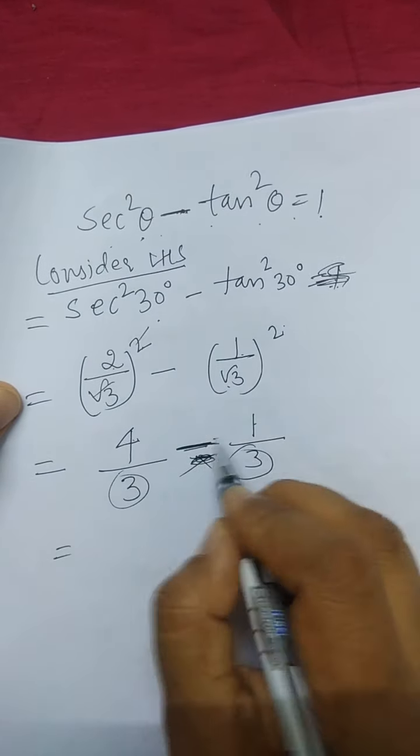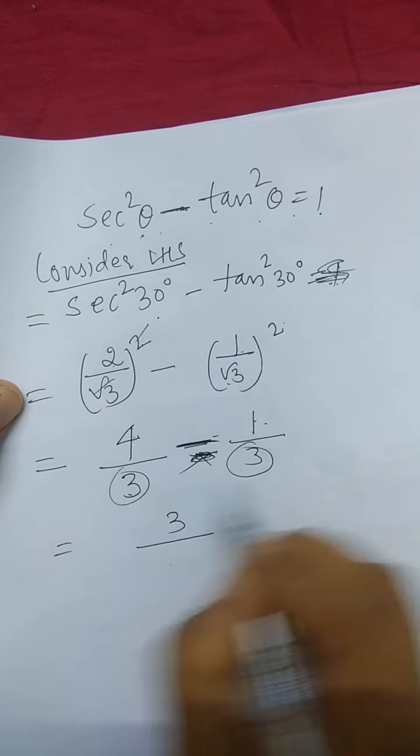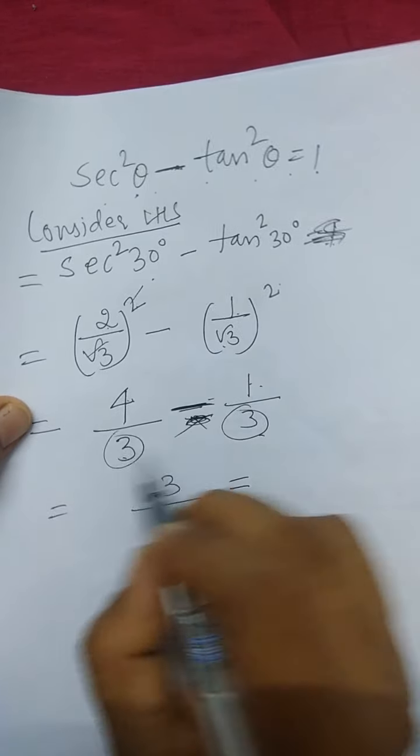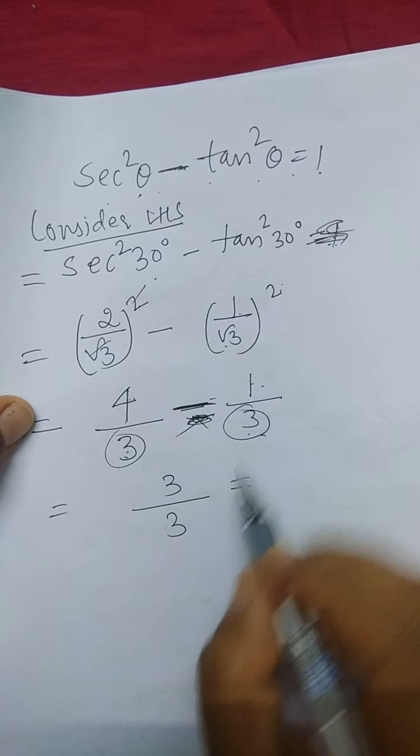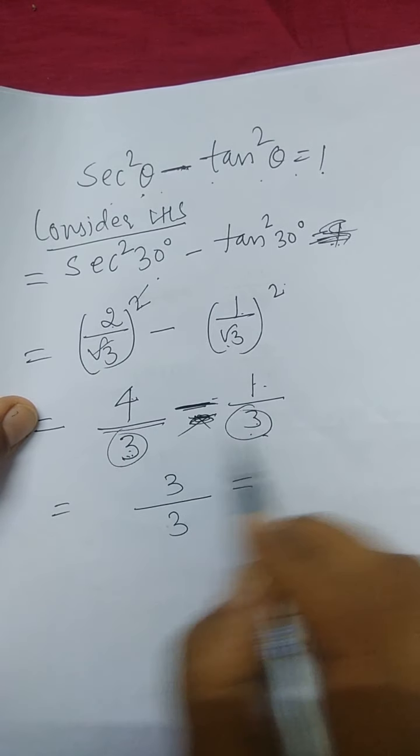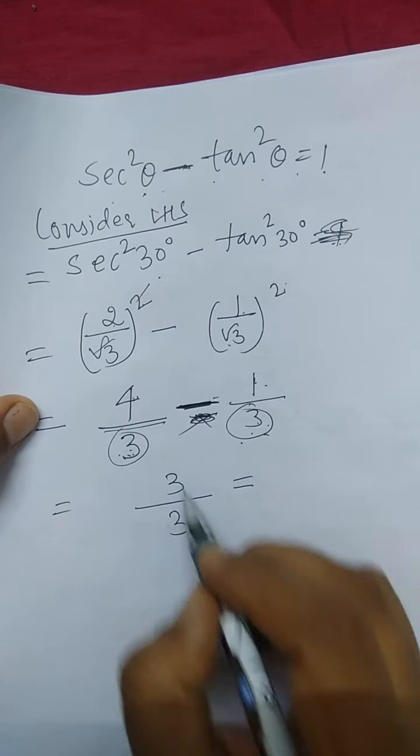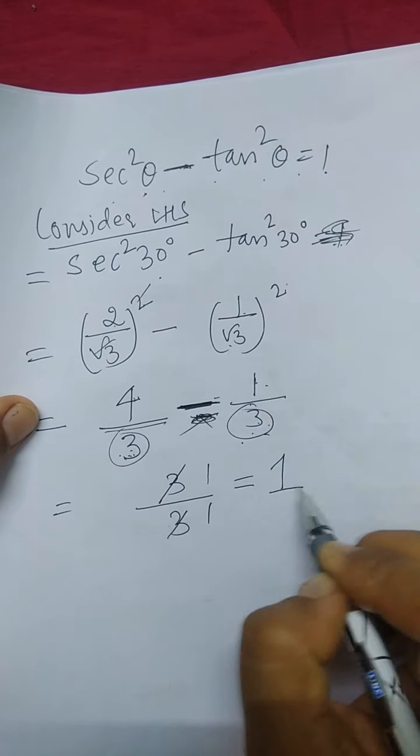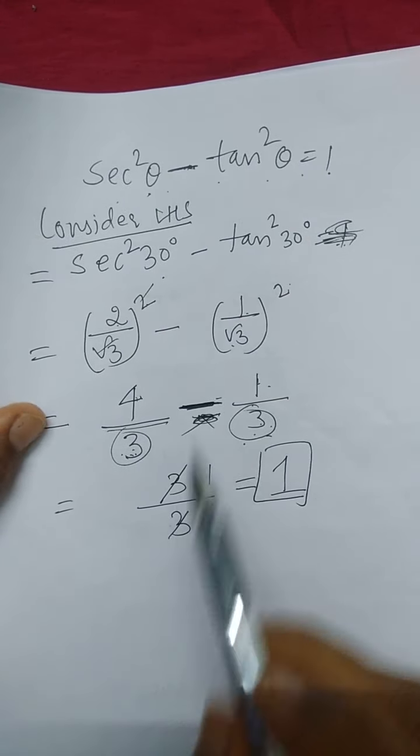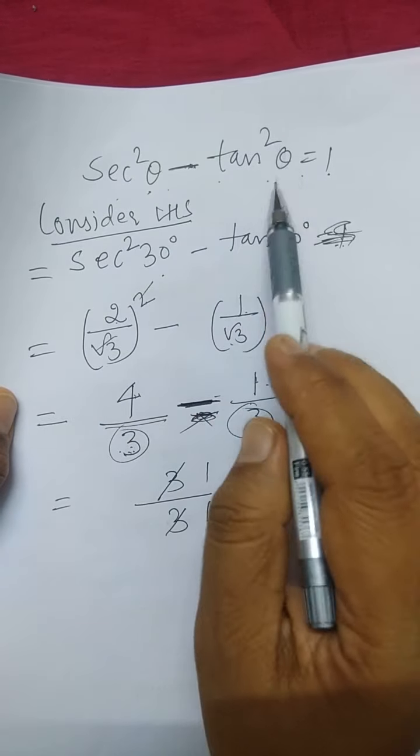Subtract the numerators, 4 minus 1, 3 upon 3. Don't subtract 3 minus 3, 0. No, it is wrong. The denominator will be as it is. Okay, 4 by 3 minus 1 by 3. So 3 ones are 3 ones. Answer is 1. So we proved that sec square theta minus tan square theta equals 1.